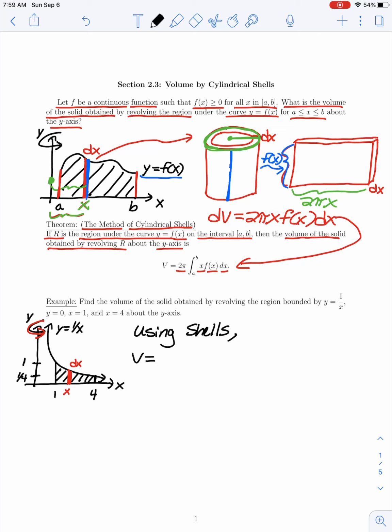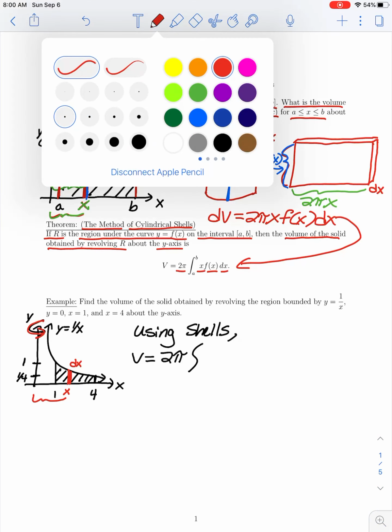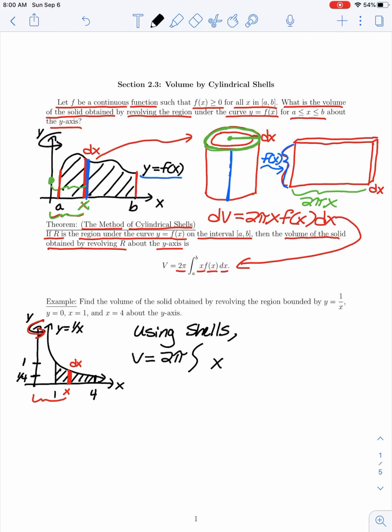The volume of this solid would be found by integrating 2 pi times the radius of our cylinder, which would be the distance from our axis of revolution to our strip, which is x, times the height of our cylinder, which is given by the function 1 over x, times the thickness of our little cylinder, which is what we were calling dx, and we're integrating here over the x interval from 1 to 4.